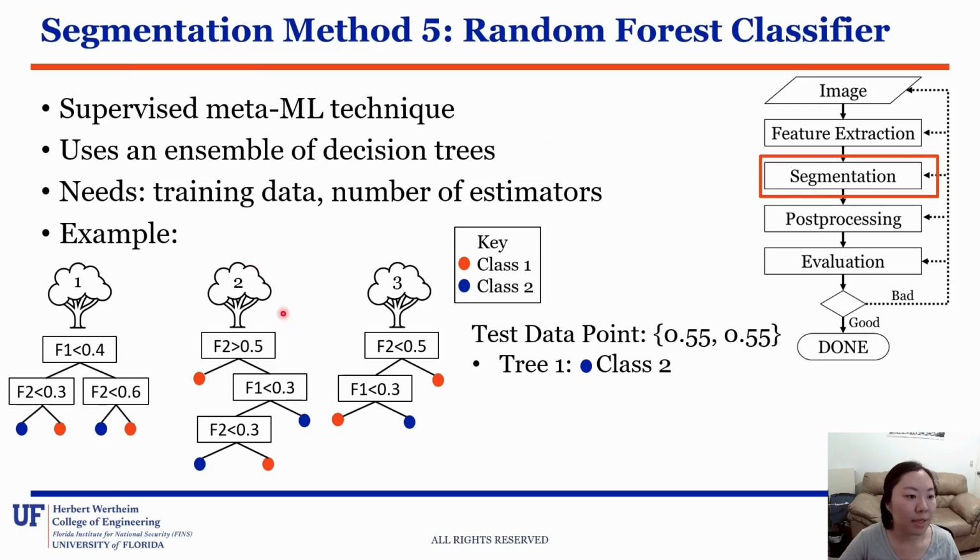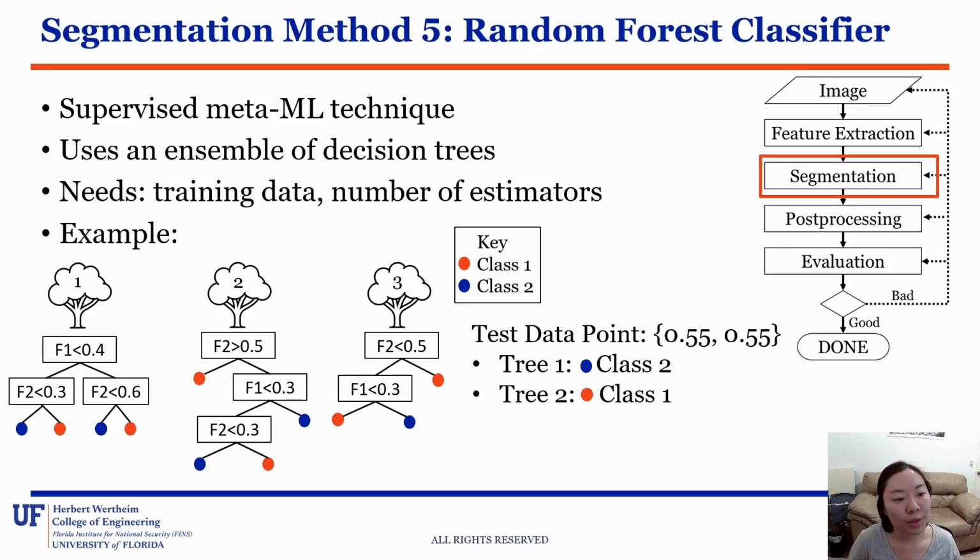Navigating through the second tree, we look to see if the first statement is true. So if feature 2 is greater than 0.5, so 0.55 greater than 0.5 is true, so we go left. So we land on class 1, or orange.